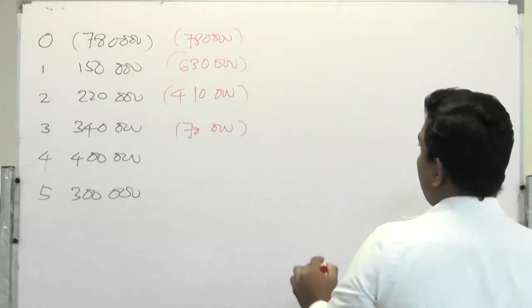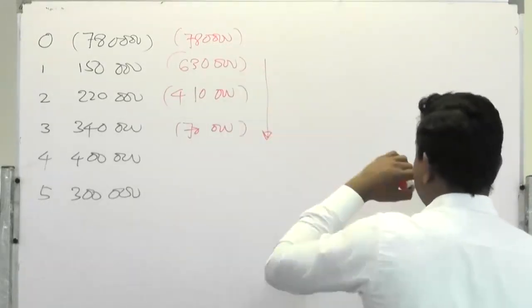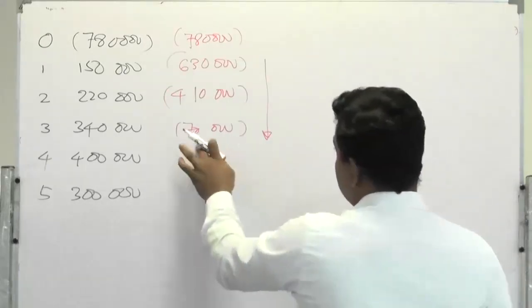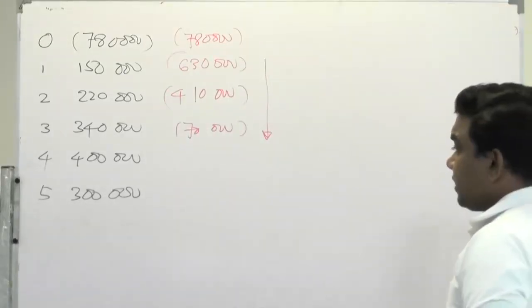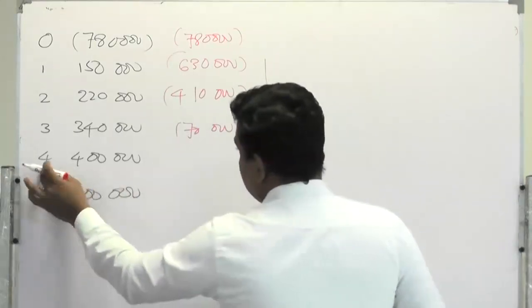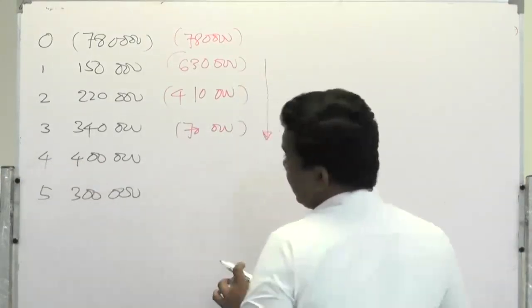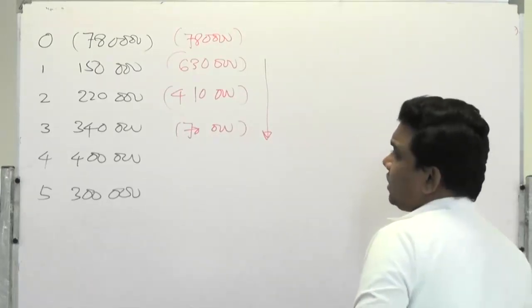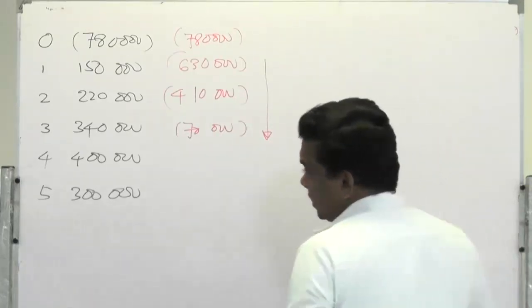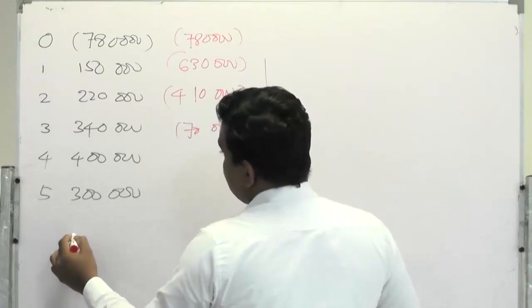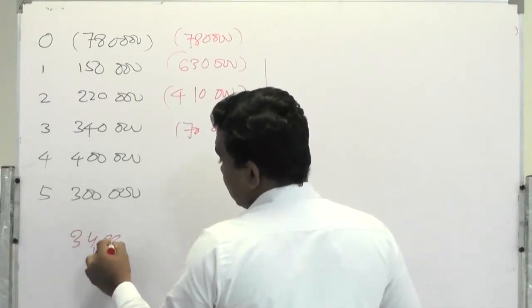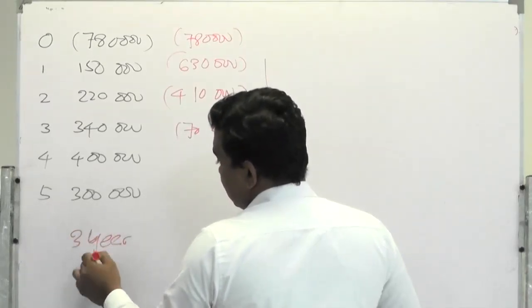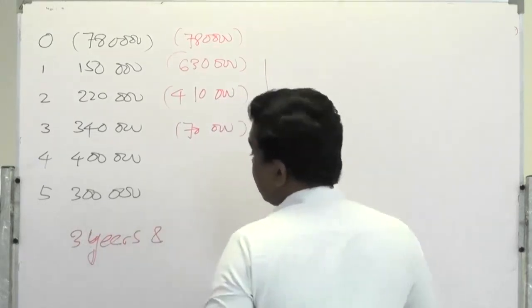That means you already completed 3 years, but you have to recover another 70,000. Therefore, in the fourth year you can earn 400,000, so there is no need to spend the entire fourth year to recover 70,000. Therefore, the payback period will be 3 years, right? 3 years and a number of months.